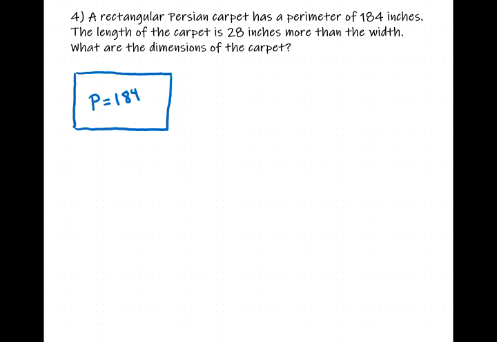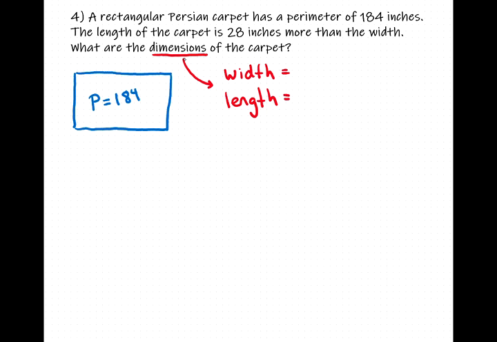Now what we don't know is the width, and we don't know the length. So this word dimensions, that's another way of saying the width and the length. So that last sentence, what are the dimensions of the carpet? That's another way of saying what is the width and the length of the carpet. So that's what we're looking for.